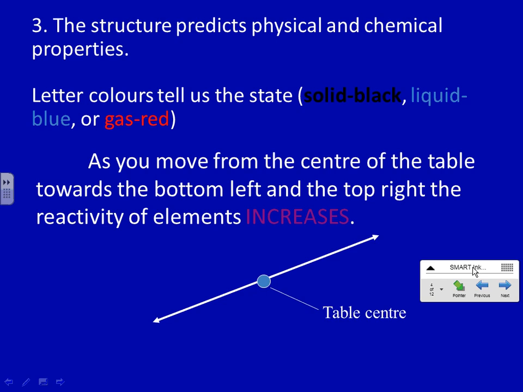The letter colors tell us the state, and maybe it wasn't such a good idea to put solid in black because you can hardly see it. That's what that says. So this says solids on the table are the black elements. Liquids are the blue elements, and gases are the red elements.